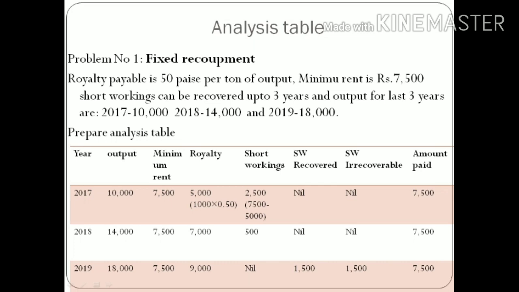So again, amount paid here, royalty is 9,000. Short workings recovered is 1,500. 9,000 minus 1,500 will get 7,500. Very important thing, while calculating the amount paid, compare royalty and the minimum rent. If royalty is less than the minimum rent, the minimum rent will be paid to the lessor. Okay. If royalty is more than the minimum rent, you just have a look at the short workings recovered. Royalty minus short workings recovered, we will get the amount paid to the lessor.